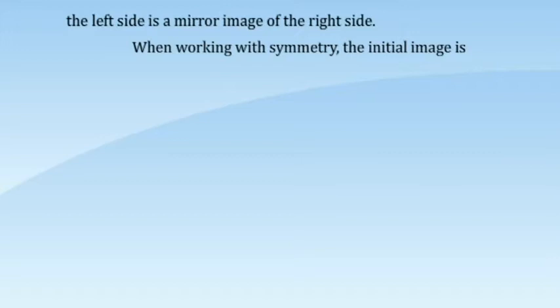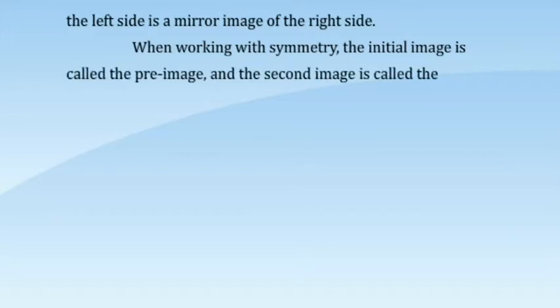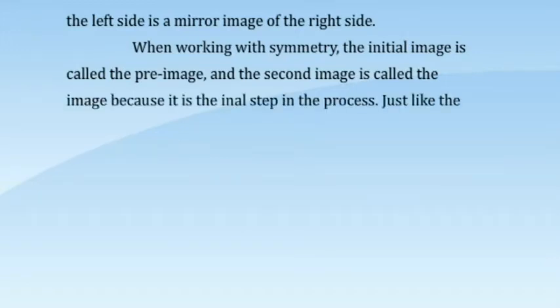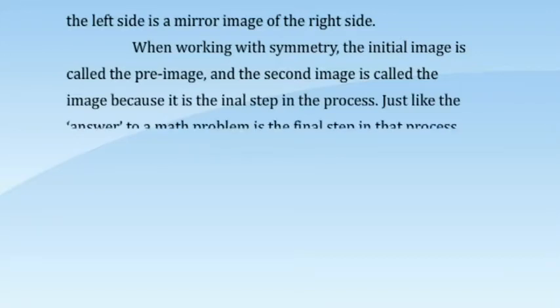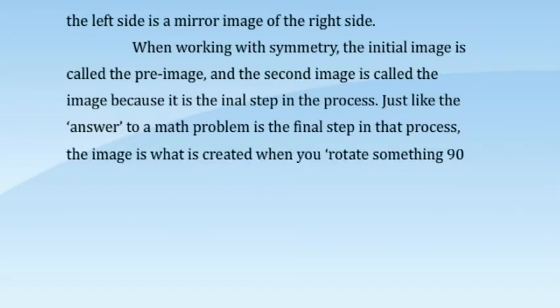When working with symmetry, the initial image is called the pre-image, and the second image is called the image because it is the final step in the process. Just like the answer to the math problem is the final step in that process, the image is what is created when you rotate something 90 degrees or flip it about the x-axis.